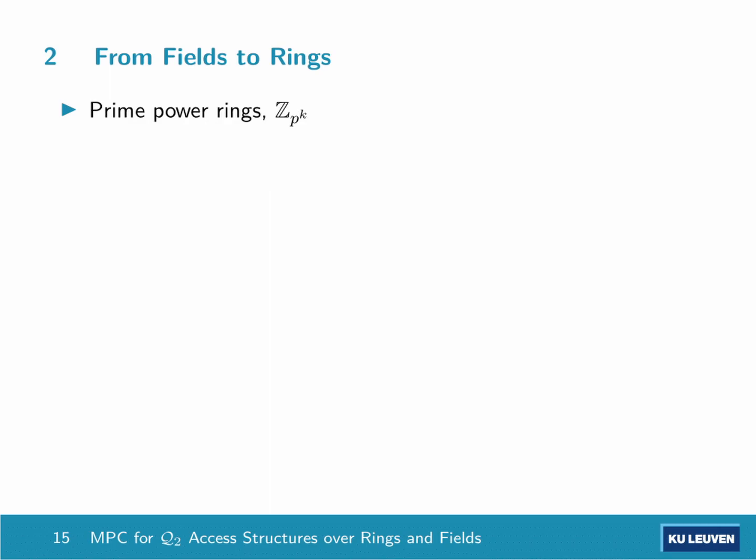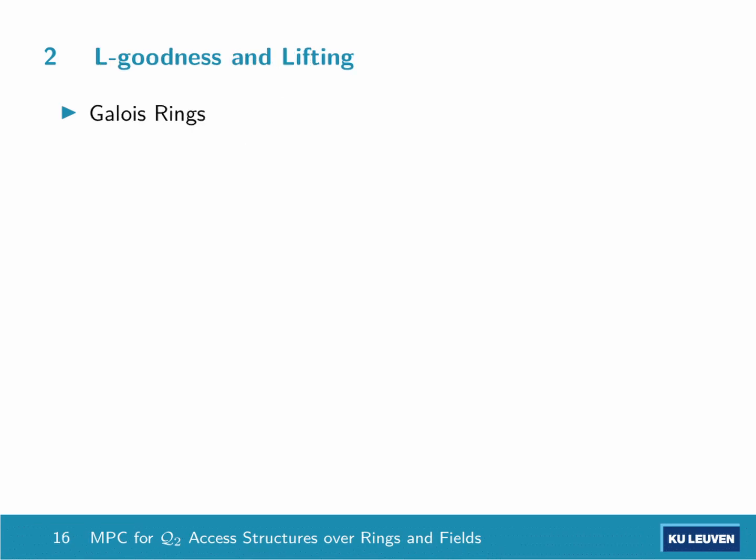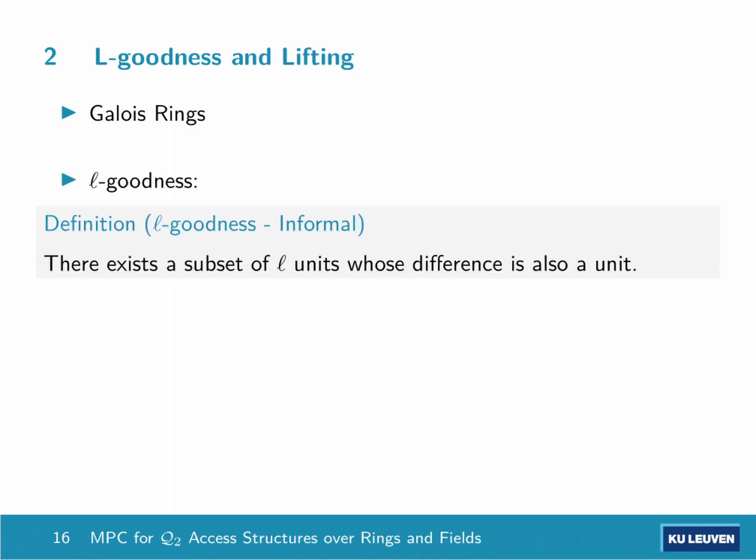In this paper, we propose how to achieve active security with abort, meaning that when an error or breach of protocol is detected, the whole thing will just stop, for all effective protocols, no matter if they are field-based or ring-based. In fact, we achieve a generalization to any prime power ring for any Q2 access structure. The main idea behind this is that we are able to use extensions to Galois rings with a good Lenstra constant. Colloquially, we refer to these as being L good. A ring is considered L good if it contains at least L units for which the difference with another such unit is also a unit.